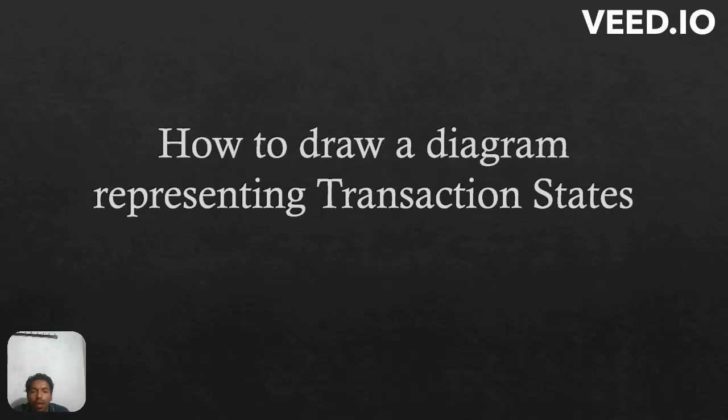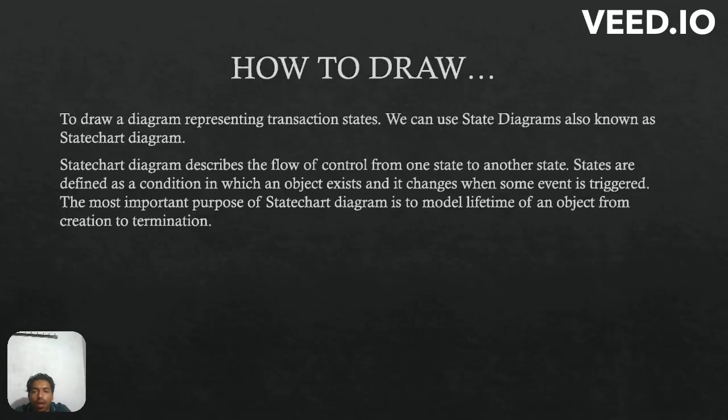Hello guys. In this section, I'm going to talk about how to draw a diagram representing transaction state. To draw a diagram representing transaction state, we can use a state diagram, also known as a state chart diagram. A state chart diagram describes the flow of control from one state to another state.